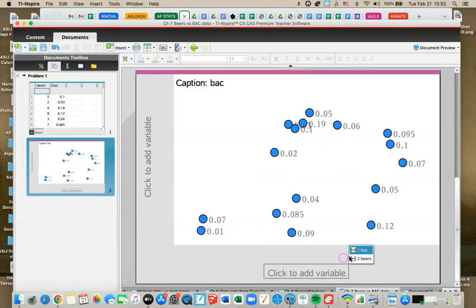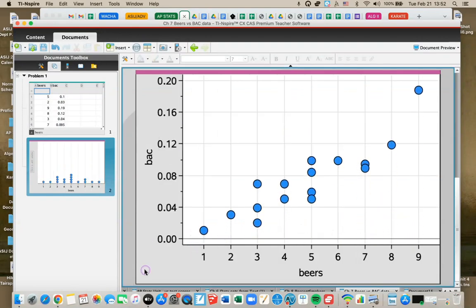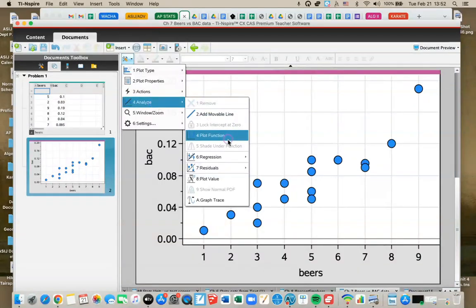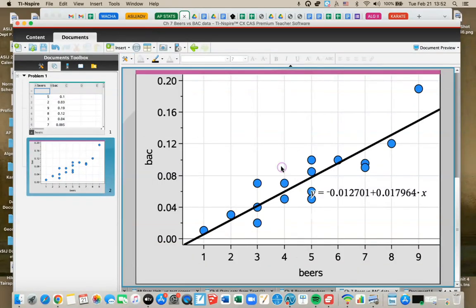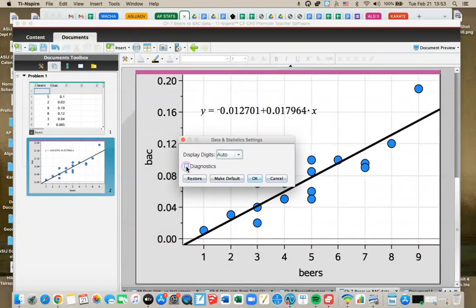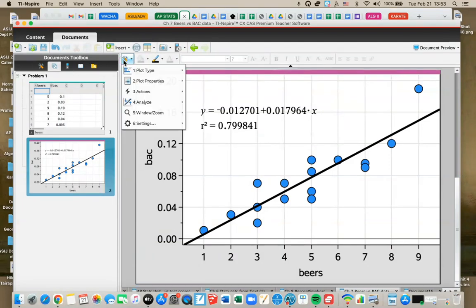So now which one's the predictor? The explanatory variable is the beers, right? We're trying to predict what the blood alcohol content would be. I will just immediately throw on my regression line, and you're going to notice this goes fast. I'm noticing my R squared is not there, so I'm going to go into my settings and turn on my diagnostics right here. Click. Okay, and there's my R squared. It looks like a pretty good fit, but it looks kind of curved at the end.